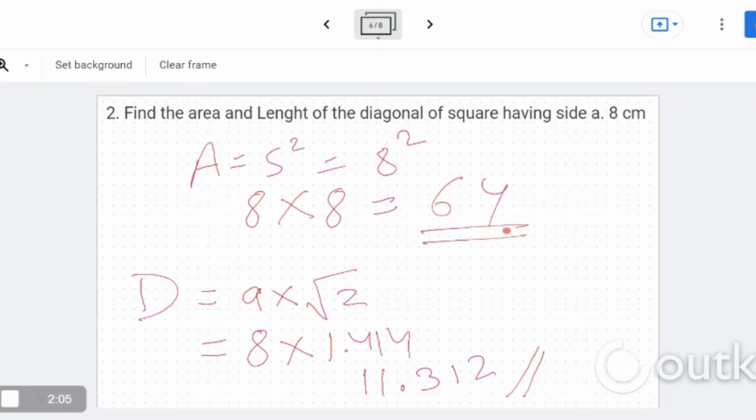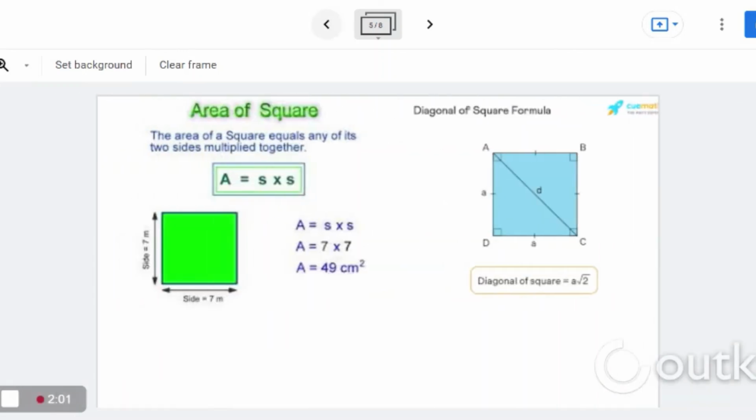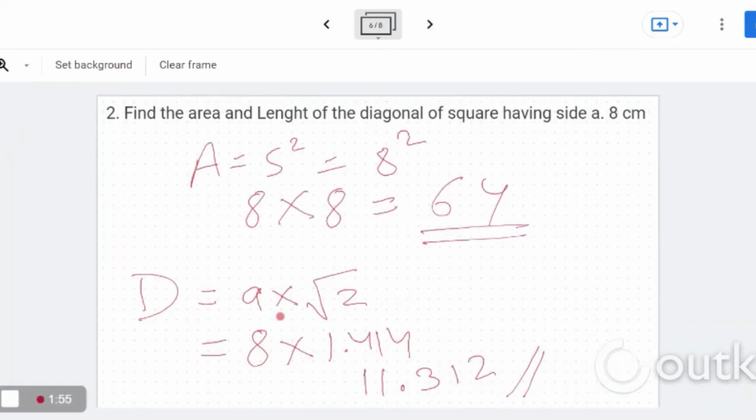Now I need to find out the diagonal. So diagonal is a into root over 2, as given here. You can see here, my a is my side, that is 8, and the value of root over 2 is given in your book as 1.414. Then I took a calculator and multiplied it, or you can just do it manually also. You will get 11.312. This is my answer for question number 2A.